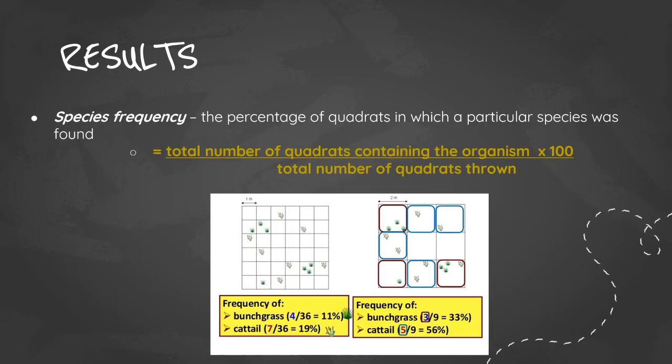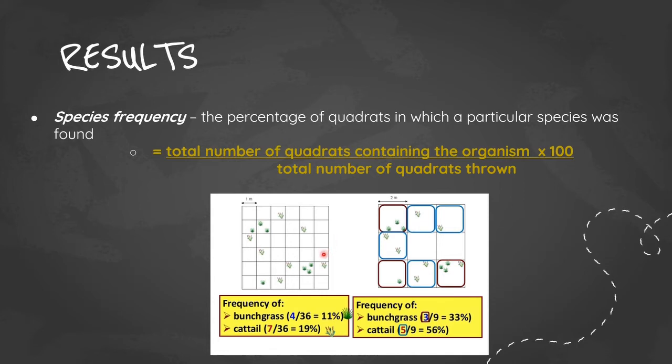So when we're looking at species frequency, which is the percentage of quadrats in which a particular species was found, we must first find the total number of quadrats containing the organism. Divide that by the total number of quadrats thrown, and to find it in percentage, we multiply by 100. Let's look at this example.